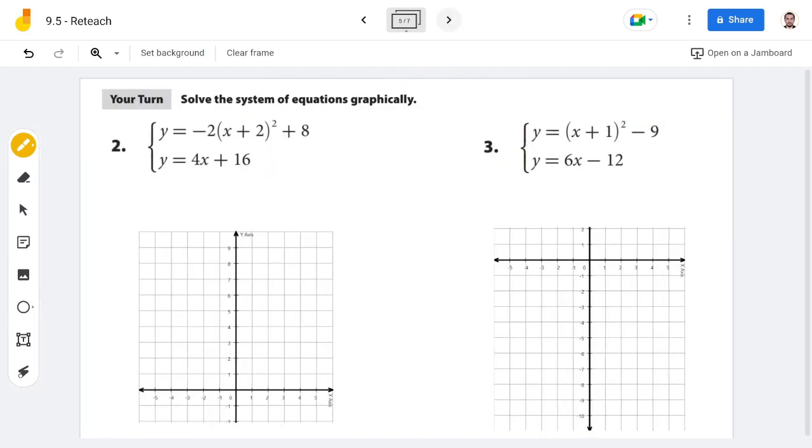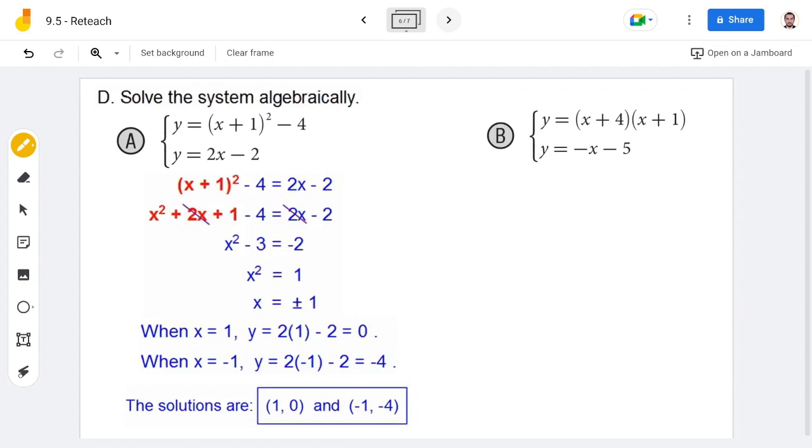And here are also other questions. Now let's learn how we can solve a system of nonlinear equations algebraically. This is the important part of solving systems, not only graphing. First, as you can see, this is the first equation and this is the second equation. We need to set these equal, or let's say this equation is equal to y.